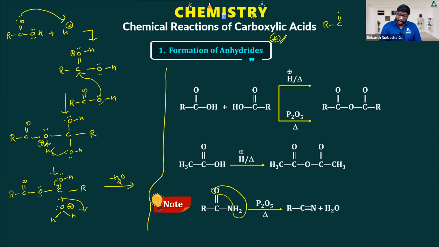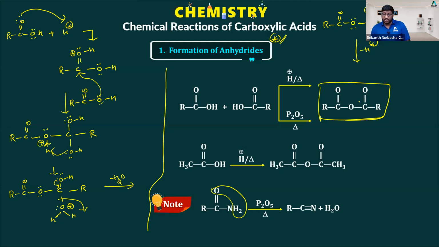R group, alkyl group connected to C double bond O. Oxygen has one lone pair, and a positive charge, with an OH bond connected to the alkyl group. This will undergo loss of H plus ion to form the respective R C double bond O, O C double bond O R. The H plus ion which is used in the first step is again regained in the last step. So we can just take the acid in the catalytic amount, not the stoichiometric amount.